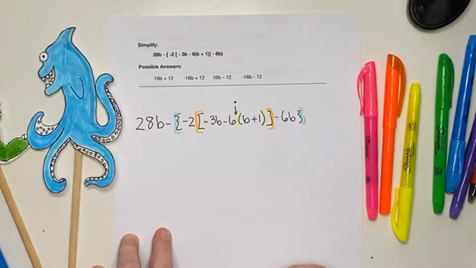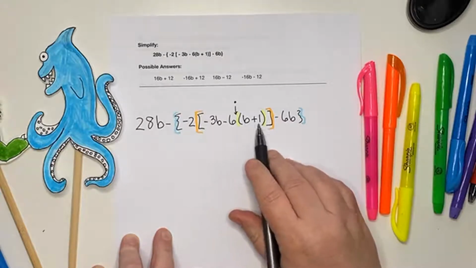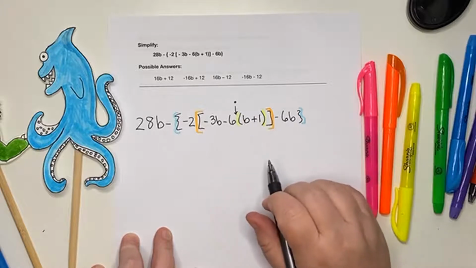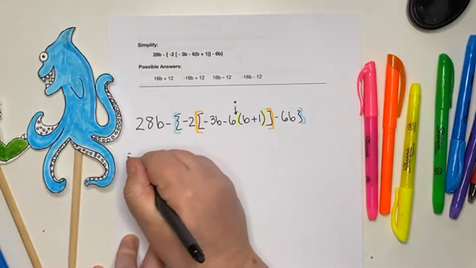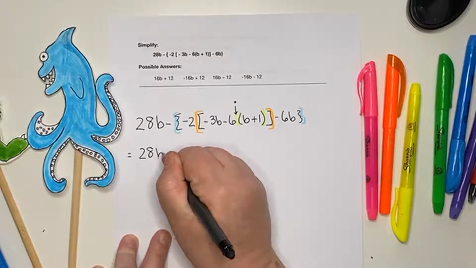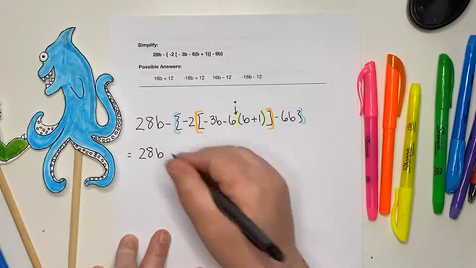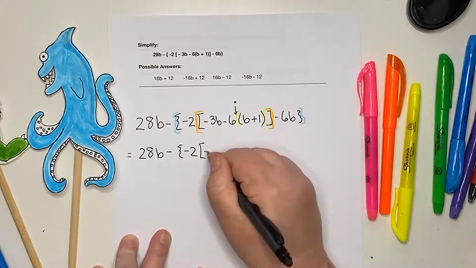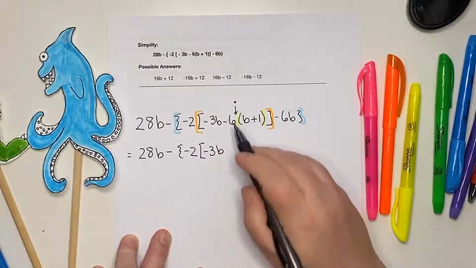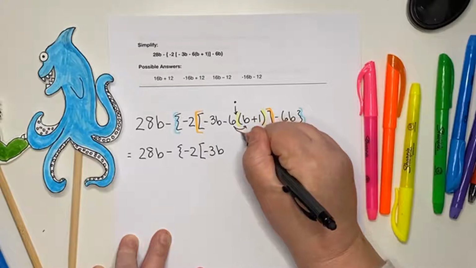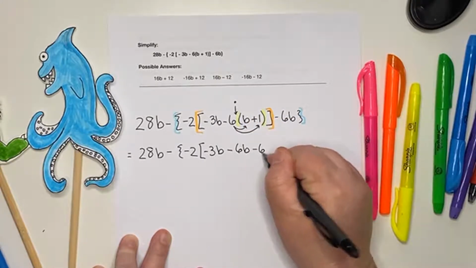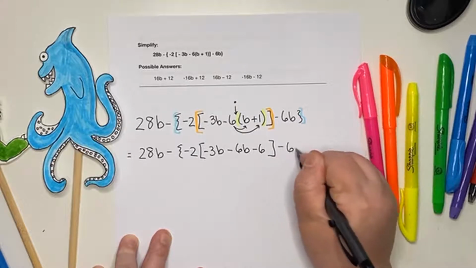And what I want to do is I want to do the sneaky, remember the sneaky implicit multiplication right there. You've got a couple ways you can do this. You can either multiply by 6 and then just have this minus waiting, or you can multiply by -6, which is what I'm going to do. So I've got 28b minus -2 times the quantity -3b. Now I'm going to multiply, and I'm going to use the distributive property, minus 6b minus 6 and minus 6b.